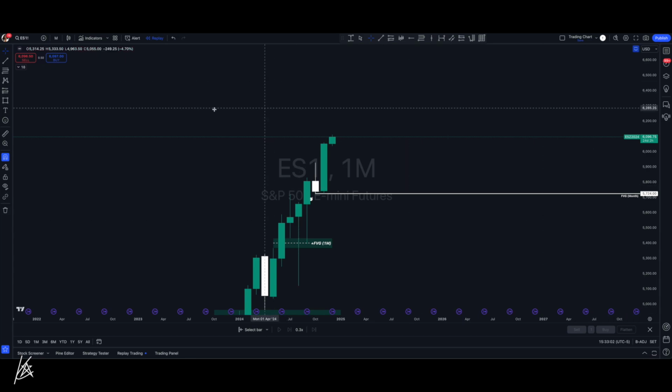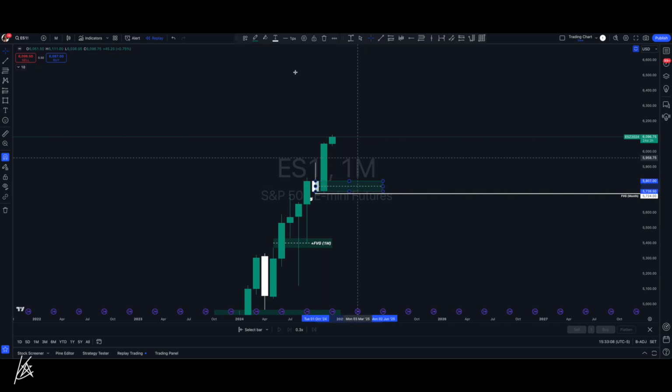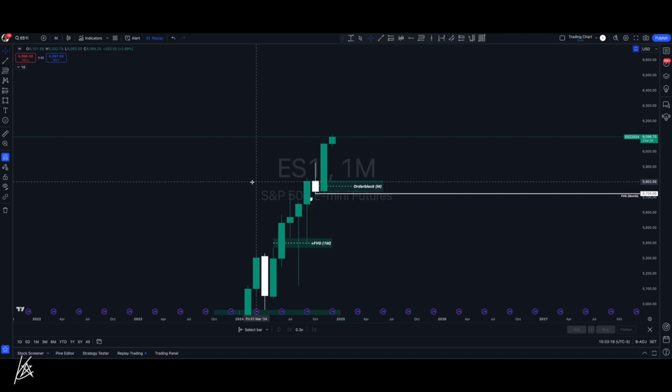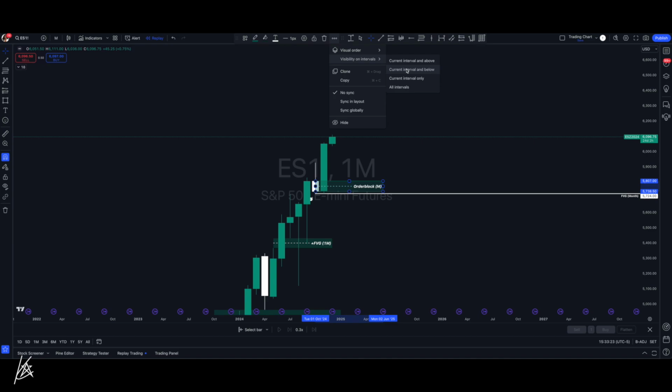So with that being said, let's go ahead and first chart this order block. There's an order block here on the monthly, and I think this is really important to spike out. So let's title this. We're going to call this an order block. And let's put the time frame so we do not forget. I like to make it where this is only visible on the current interval and below. I don't want this to be showing up when I go up to the 3 month. So we're going to do that.